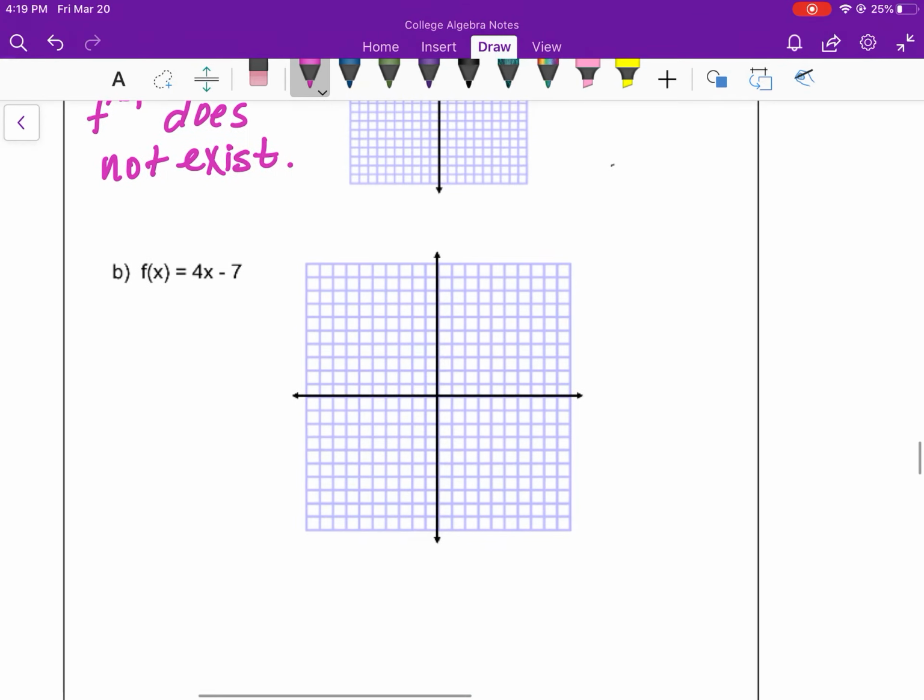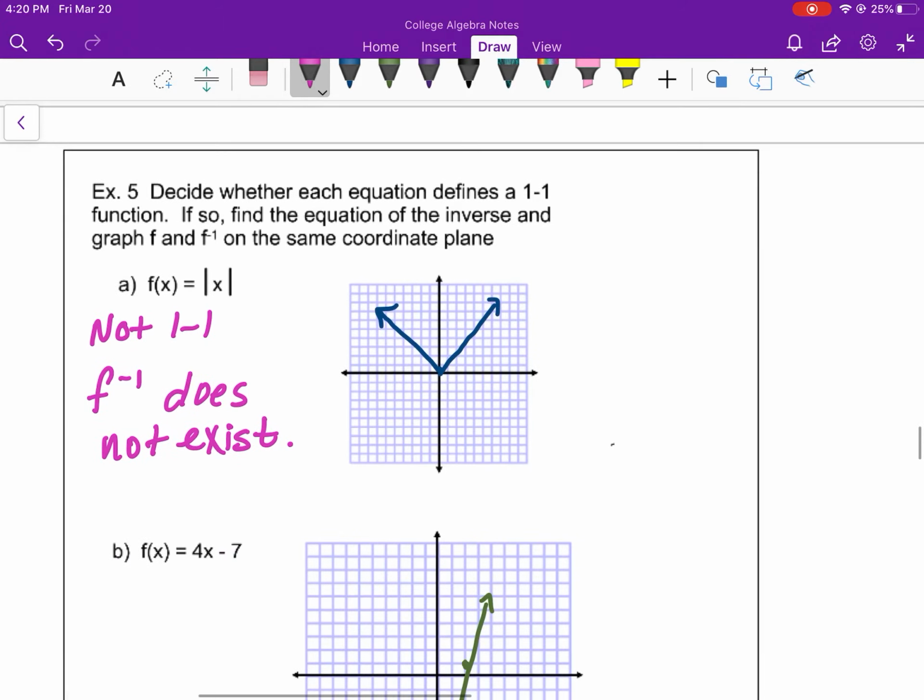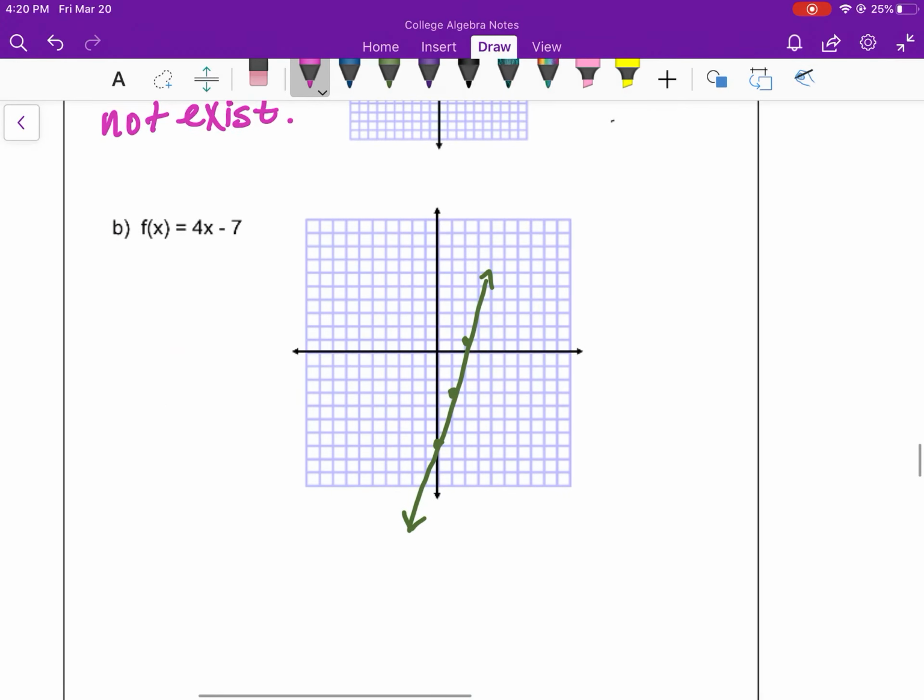All right. B, y equals 4x minus 7. That's going to be a line. Y-intercept is negative 7. 1, 2, 3, 4, 5, 6, 7. Slope is 4. 1, 2, 3, 4. 1, 2, 3, 4. And so it's this line right here. Now you guys can see that it does pass the horizontal line test. And so what we're going to do here is we're going to do two things. It says, let's see, find the equation and then graph them on the same plane.